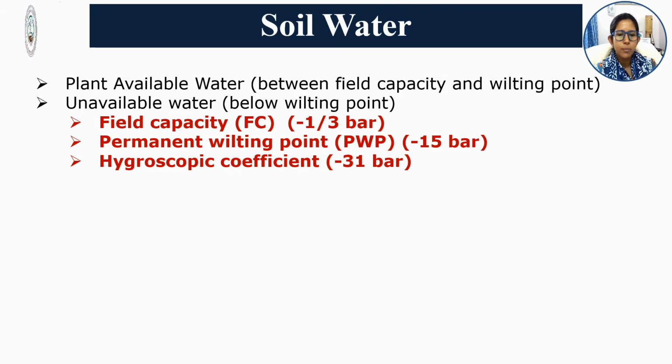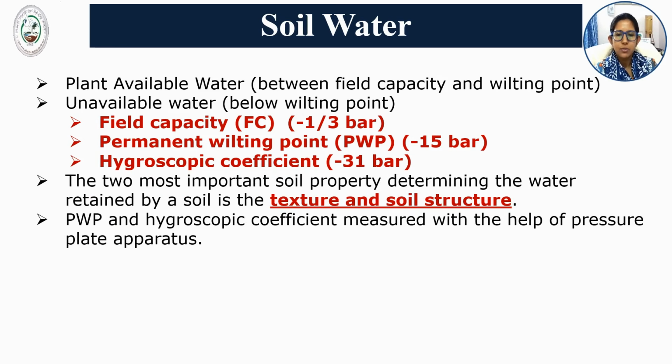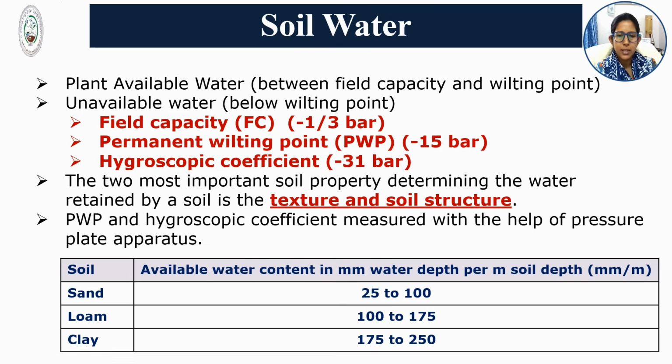And the two most important soil properties which determine how much soil water is retained within the profile are the texture and the soil structure. In this table we can see that depending on the variation in soil texture, the available water content per meter of soil changes. For sandy soil it is between 25 to 100 mm, whereas for loamy soil it is 100 to 175 mm, and for clay soil it is 175 to 250 mm.